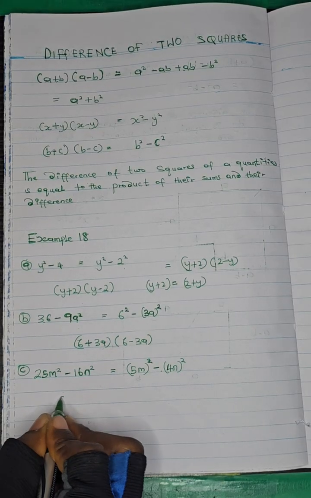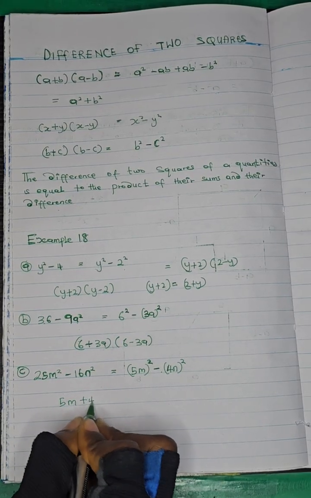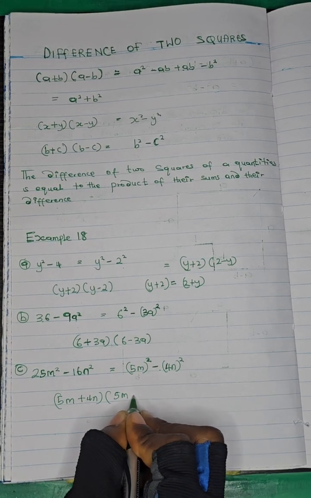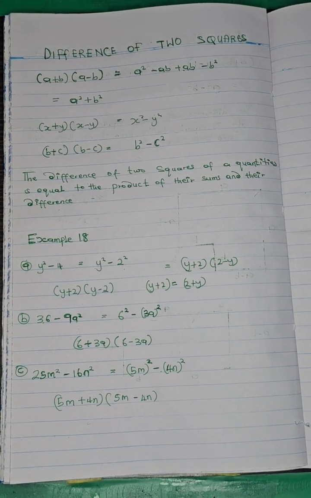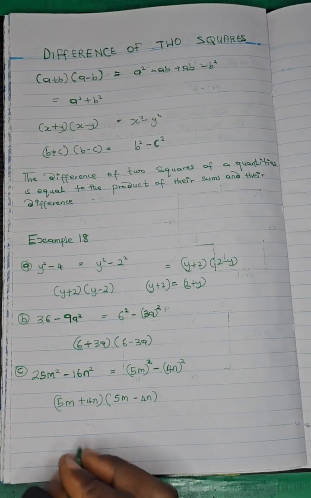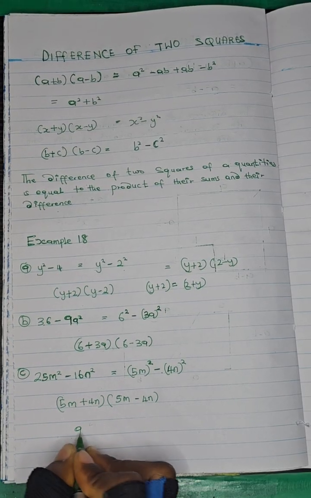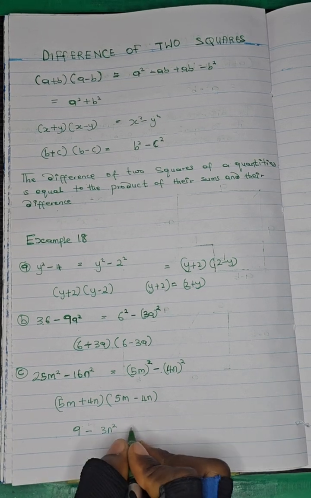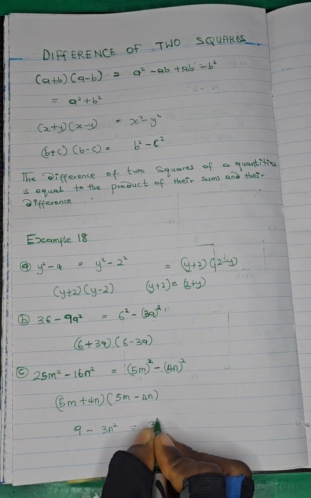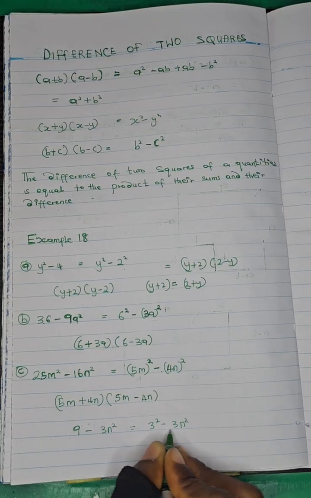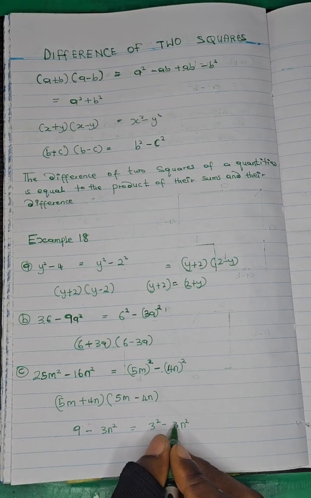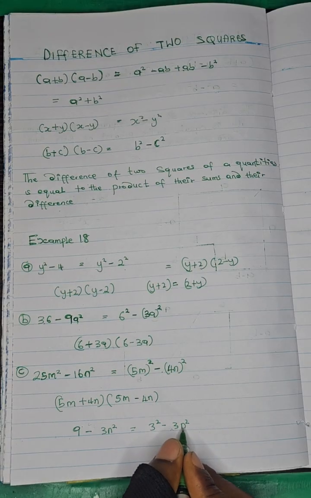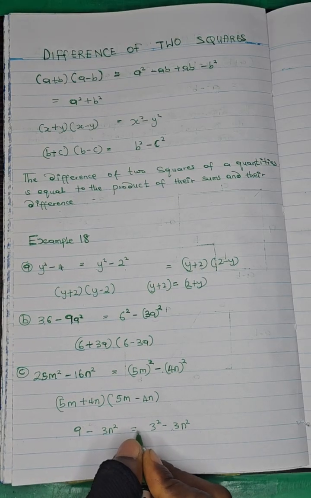So your final answer will be 5m plus 4n, bracket 5m minus 4n. Let me just give a little hint. If you have something like 9 minus 3n squared, which you can also rewrite as 3 squared minus 3n squared, mind you, this is not a perfect square. It will not work. The whole quantity must be a perfect square before you can apply it. So don't apply it to something like this.